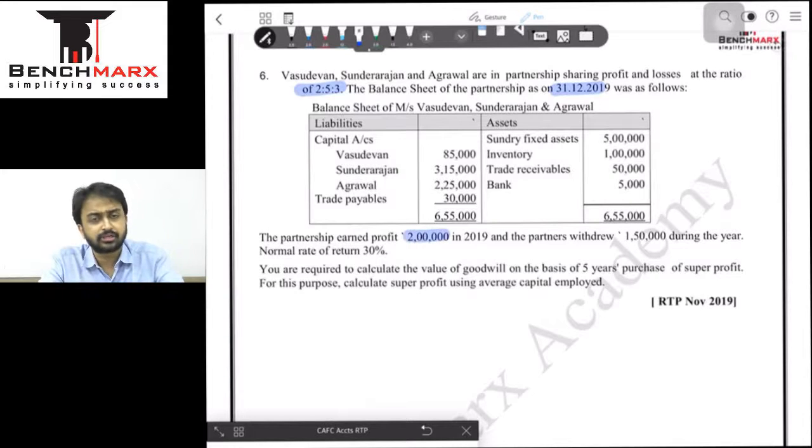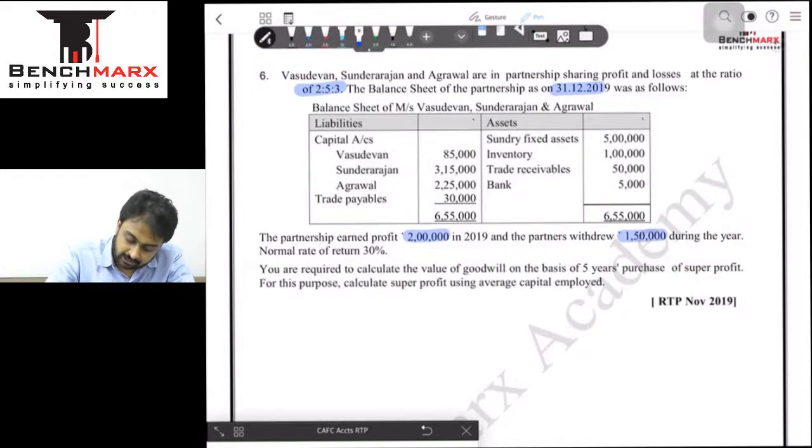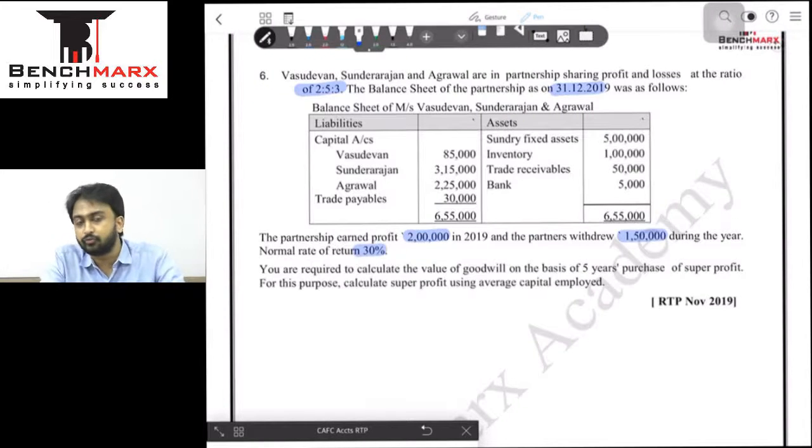So here the question has given what profit the partnership has earned in the year 2019. ठीक है, and the partners withdrew 1,50,000 during the year. This appears to be their drawings. ये उन्होंने पूरे साल में withdraw कर दिया है. ठीक है, the normal rate of return is 30%. This will probably, okay, if they have given the normal rate of return, probably we have to find the goodwill. Maybe, you never know. देखते हैं.